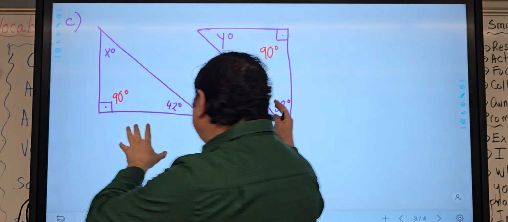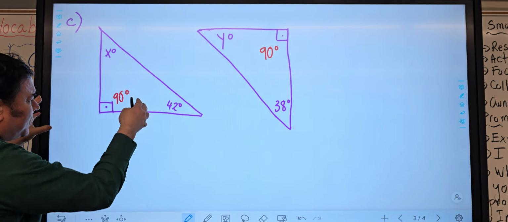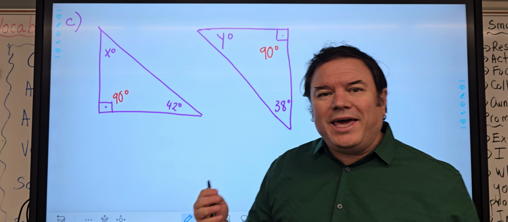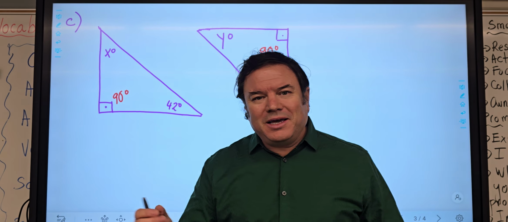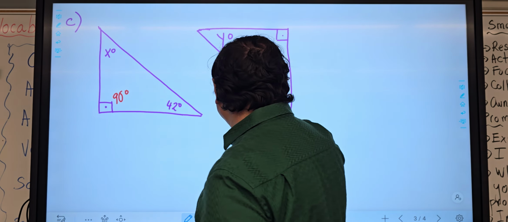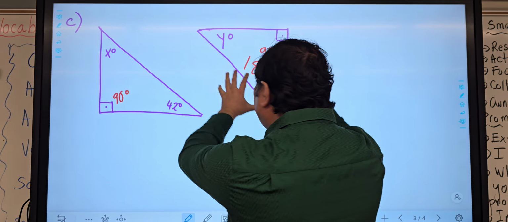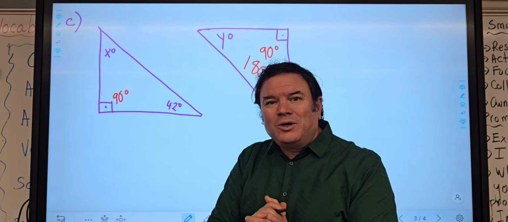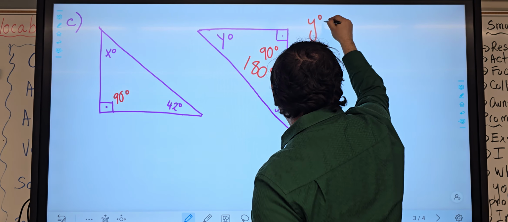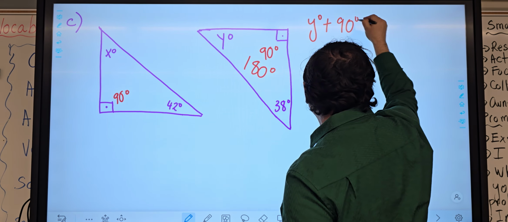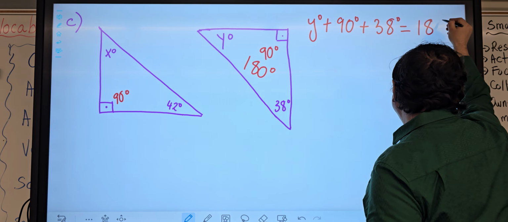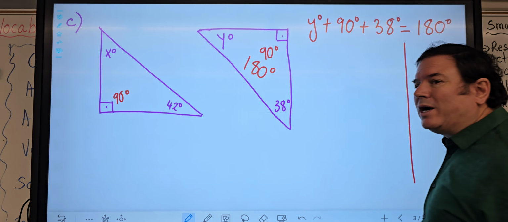Now let's randomly choose. Last example we chose the first triangle. Now let's choose this triangle and let's solve for x. Again, adding all the angles in this triangle and equaling 180 degrees, because remember, all the angles in any triangle add up to 180 degrees. So let's start with this angle here. Y plus 90 plus 38 equals, again, 180 degrees. And let's see what we get.